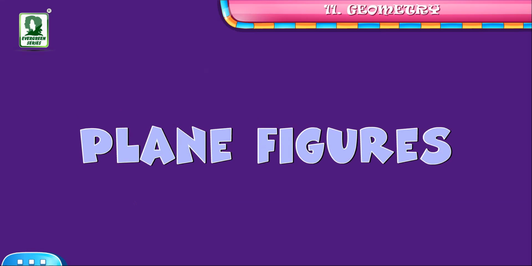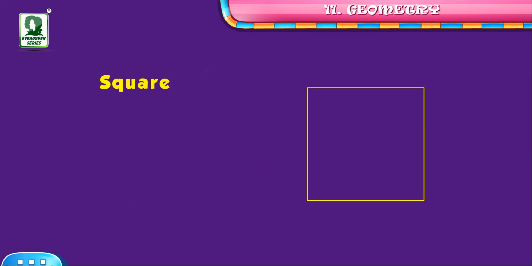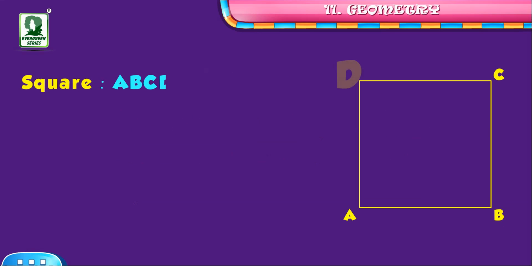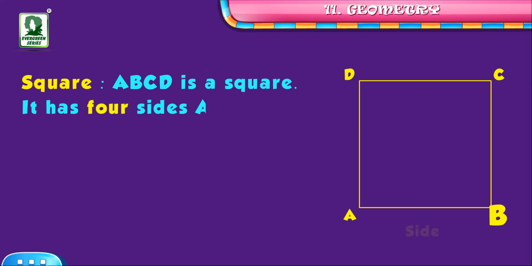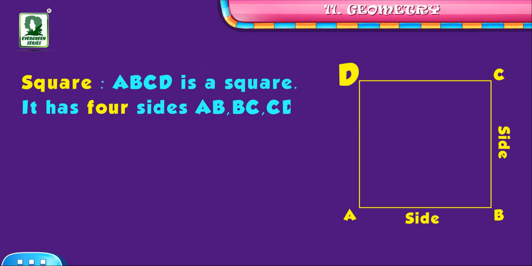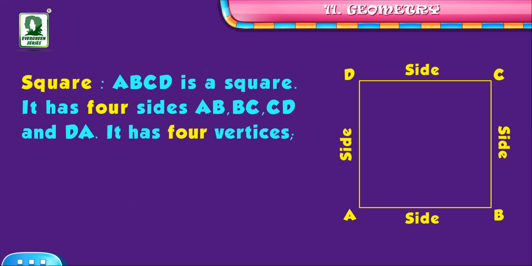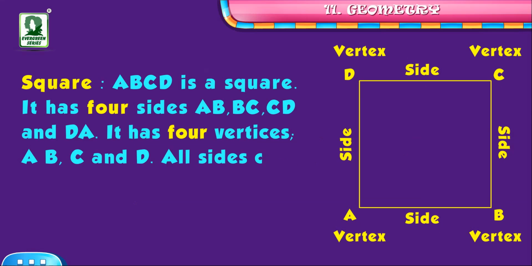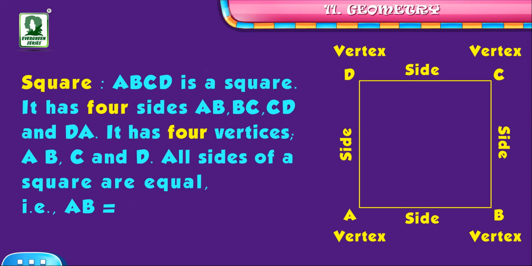Plane figures. Square. ABCD is a square. It has 4 sides AB, BC, CD and DA. It has 4 vertices A, B, C and D. All sides of a square are equal. That is, AB is equal to BC is equal to CD is equal to DA.